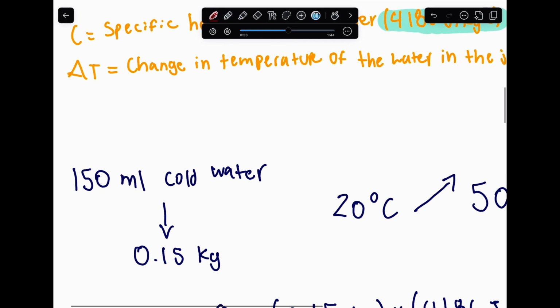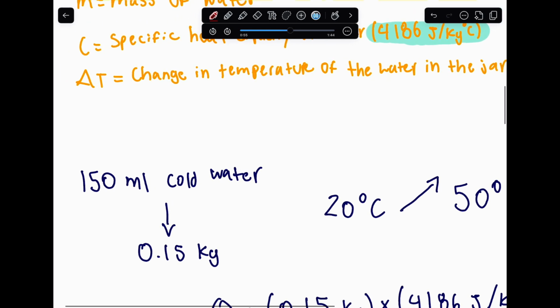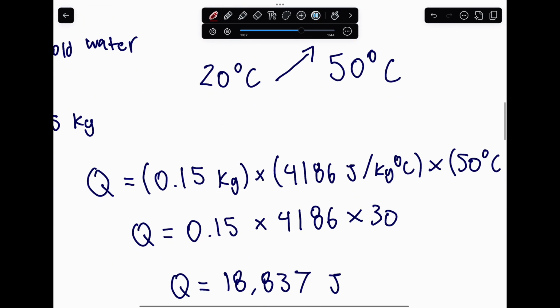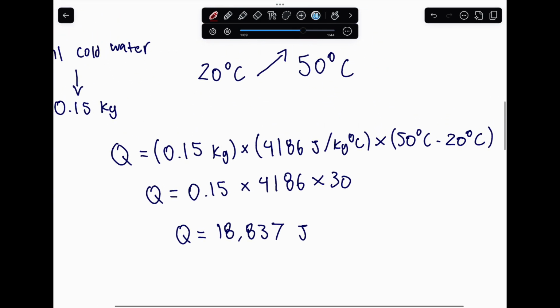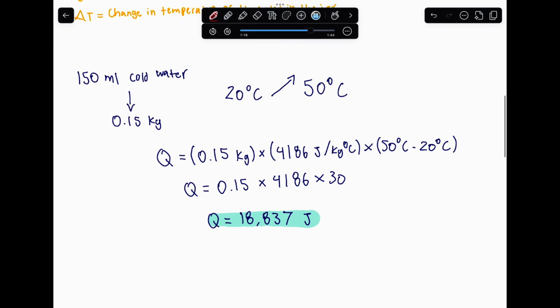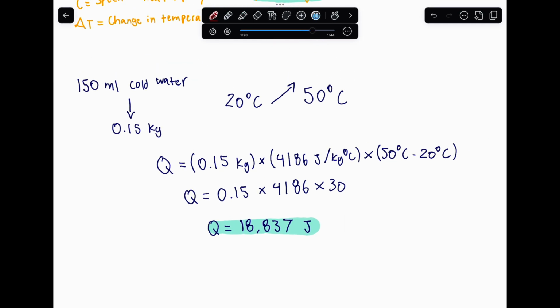I measured 150 milliliters of cold water in the jar, converting that into 0.15 kilograms. My cold water started at 20 degrees Celsius and rose to 50 degrees by the end of the experiment. So plugging in our values, and after doing all the math, we see that Q equals 18,837 joules. That means over the 10-minute period, about 18.8 kilojoules of heat were transferred to the jar through convection.